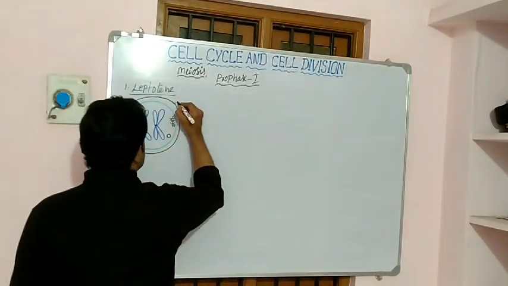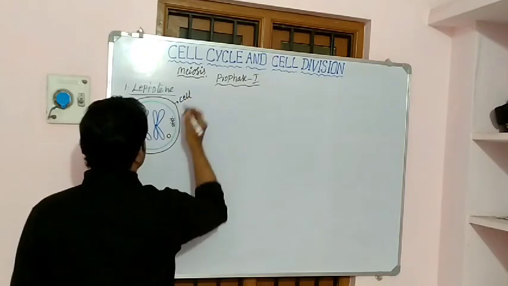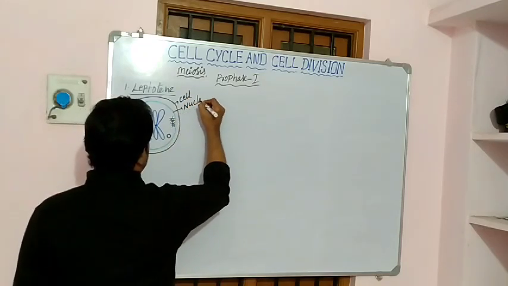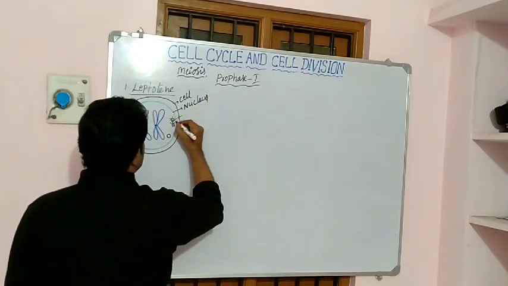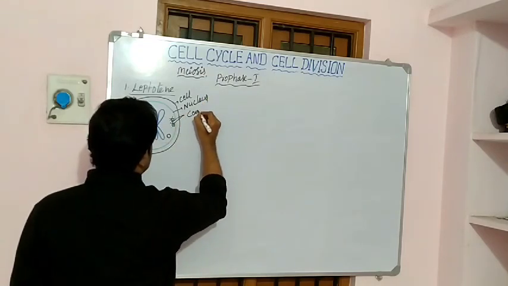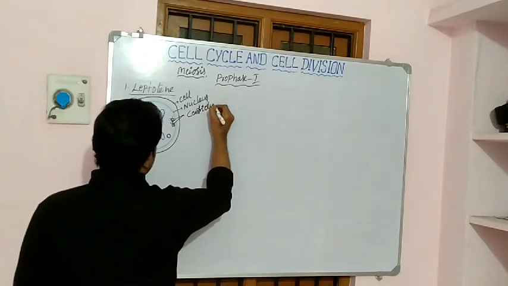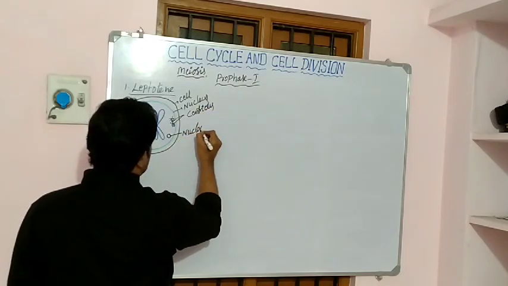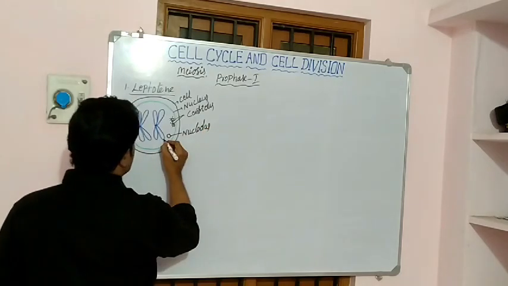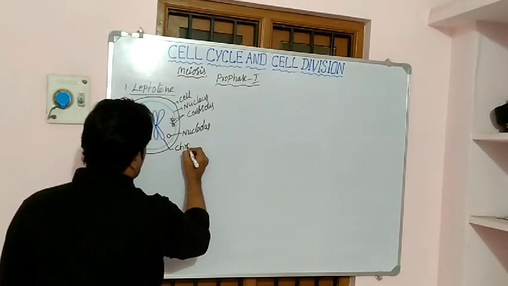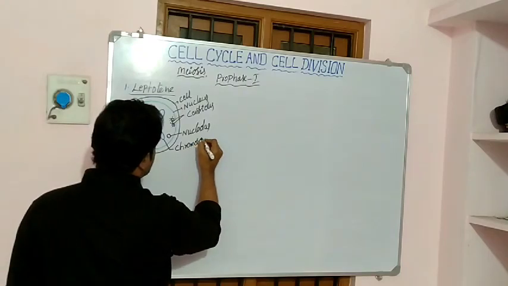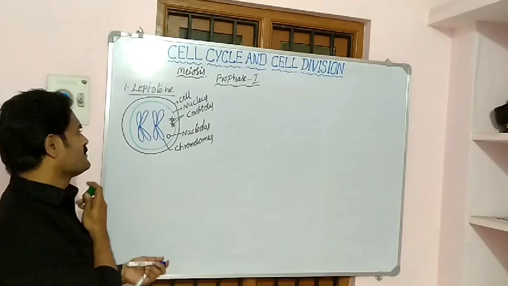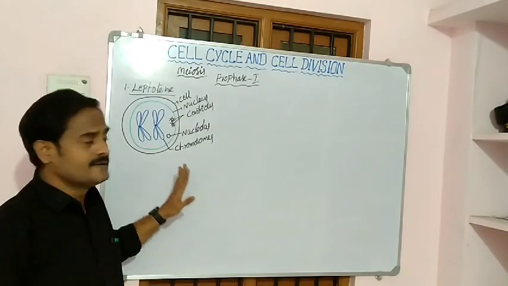See, this is called what? Cell. The innermost part is called the nucleus, and these two are called centrioles, and this is called the nucleolus, and these are chromosomes. Remember, these are the major parts which are present in the cell.